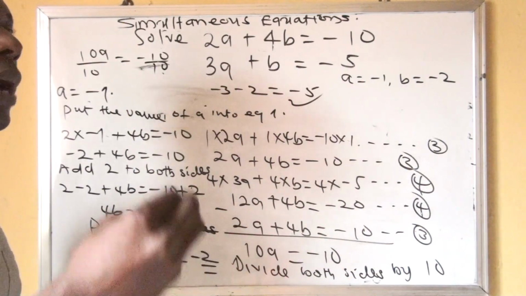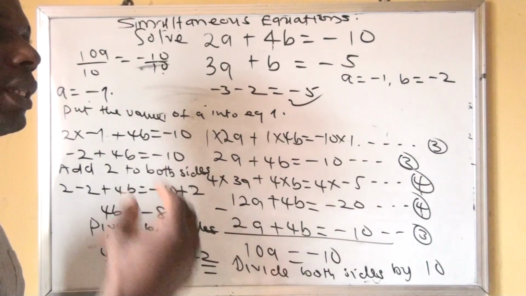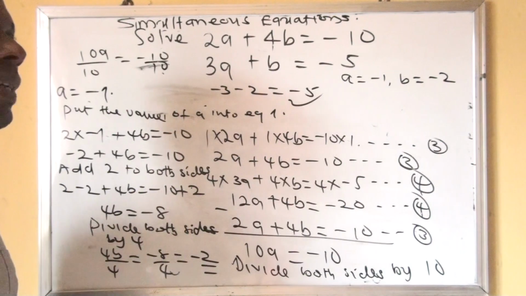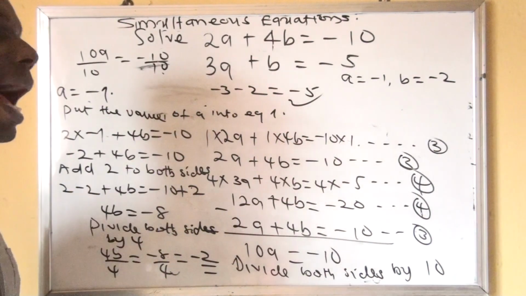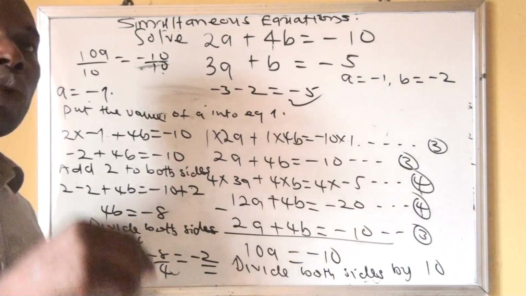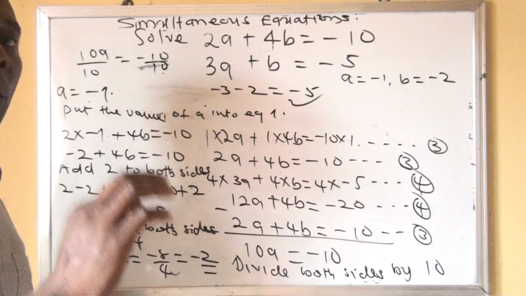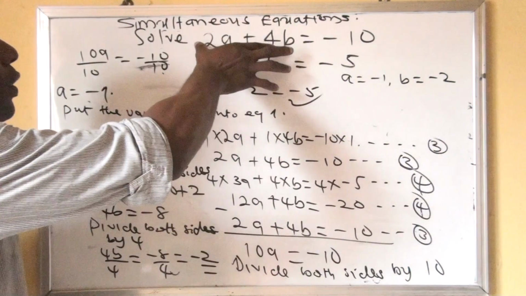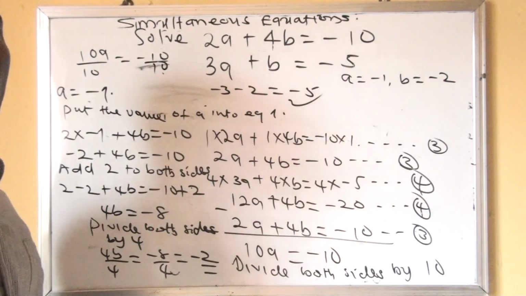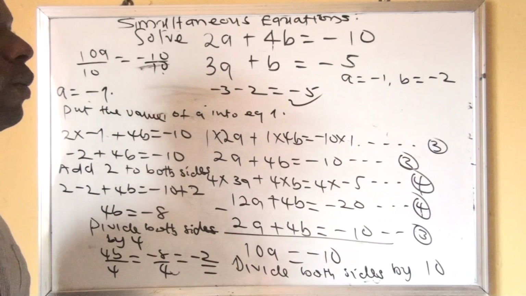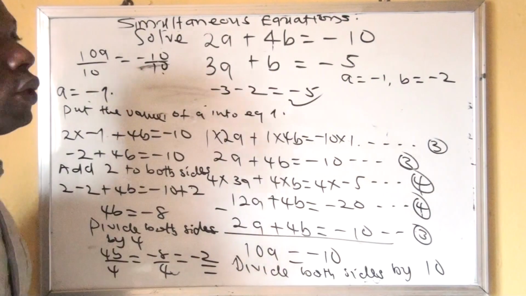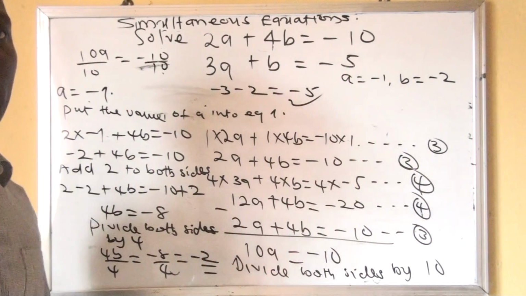The next step is to look at the signs of the one you intend to eliminate. If the signs are the same, that means you are going to subtract. But if the signs are different, you are going to add. And having obtained the value of one, the next step is to substitute it in either of the original equations, equation 1 or equation 2, to find the value of the other. Now, in order to determine whether your answer is correct, you can substitute it in either equation to see whether you are correct.